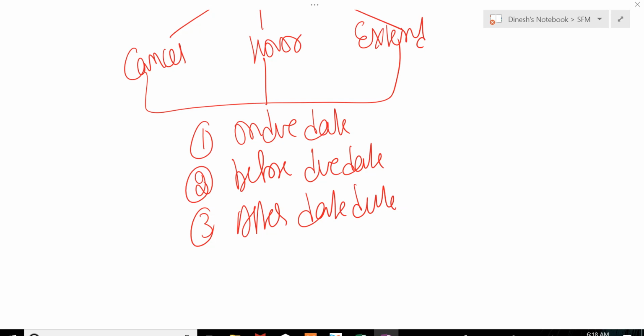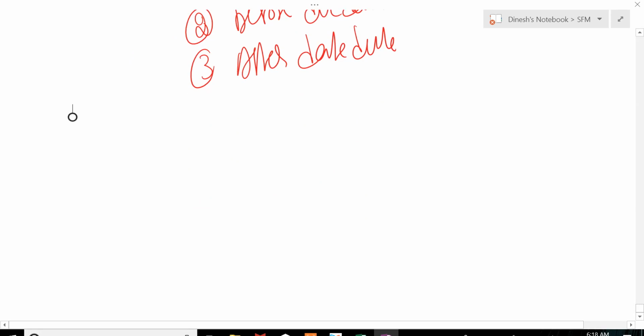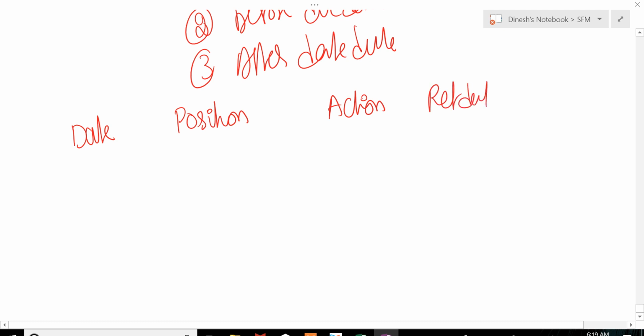Everything else is going to involve a cancellation, and for that we had to do something called as a cancellation profit or loss. The format which we had used was date, position, action, reference date, rate. This is the format we had used to find out the profit or loss on cancellation of a contract.